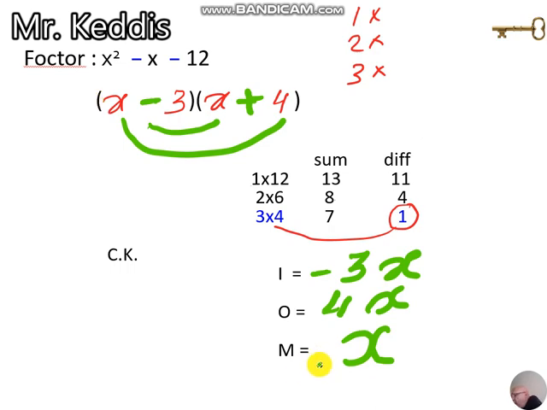I have to make it negative x. To do that, all I need to do is switch the signs: the negative becomes positive and the positive becomes negative. The inner product becomes 3x and the outer product becomes negative 4x. When I combine them, I get negative x. I take the sign of the higher number because 4 is higher than 3. Now it's correct.